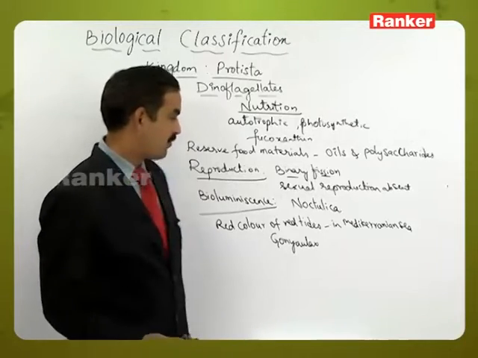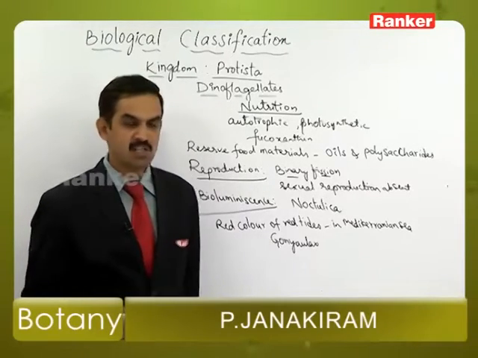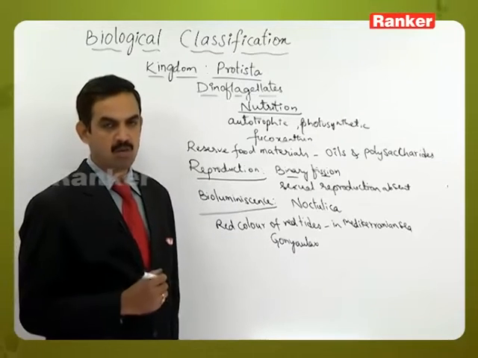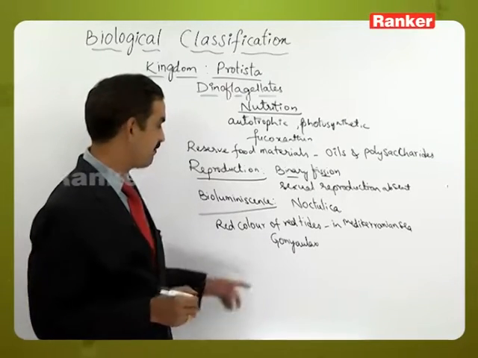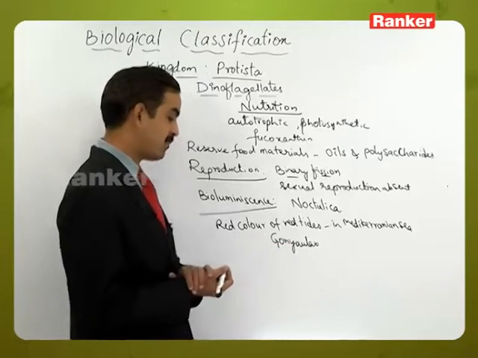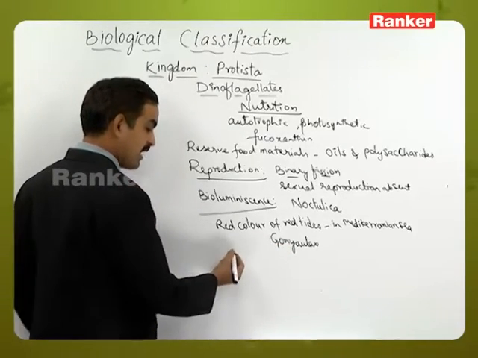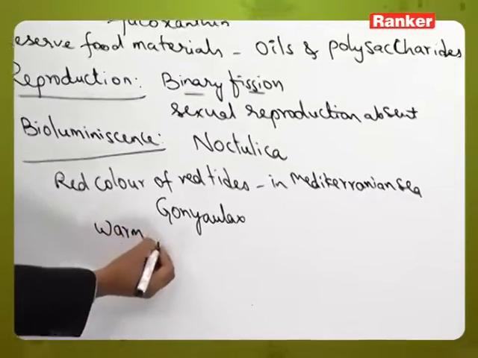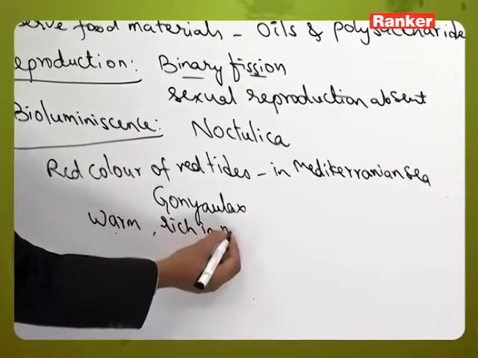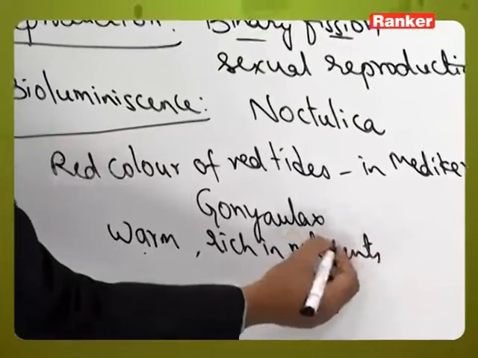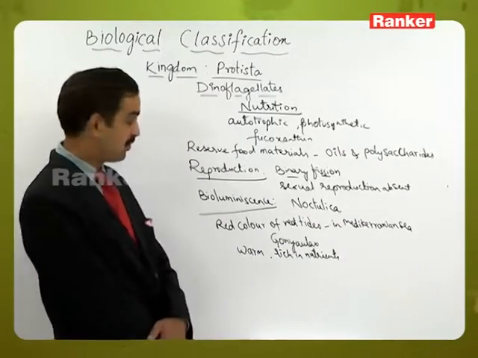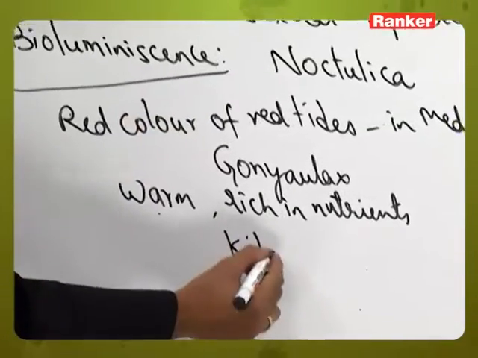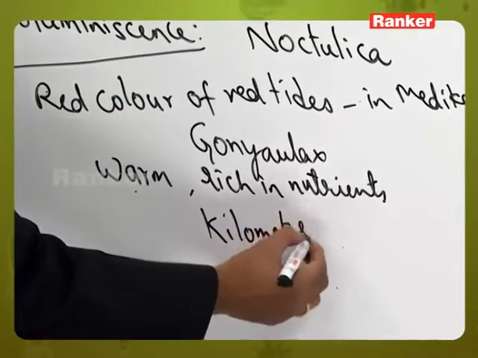Why they provide red color to the red tides of the Mediterranean Sea is because of the dominance of the red color pigment when compared to the normal chlorophyll pigments. This happens when they are in warm conditions and rich in nutrients. These are some of the special features, and of course the red color will spread up to some kilometers in the Mediterranean Sea.